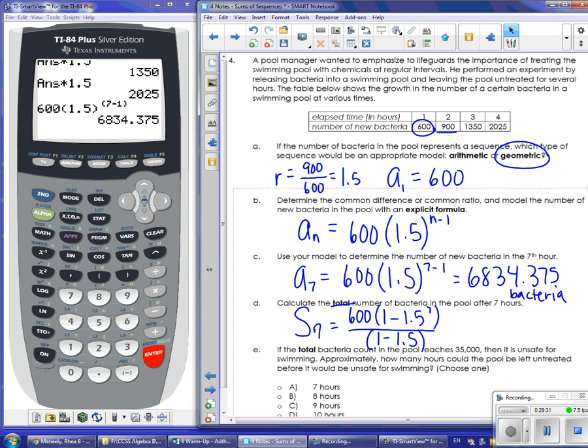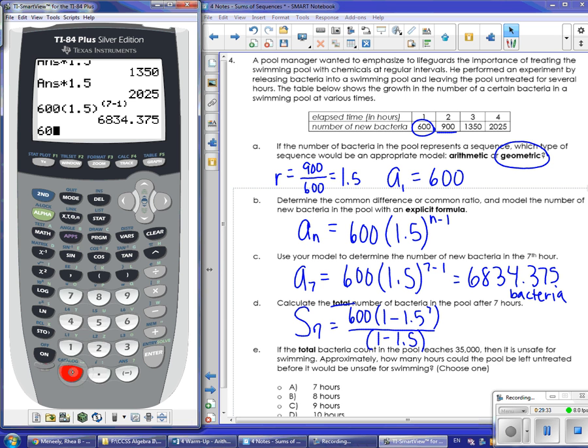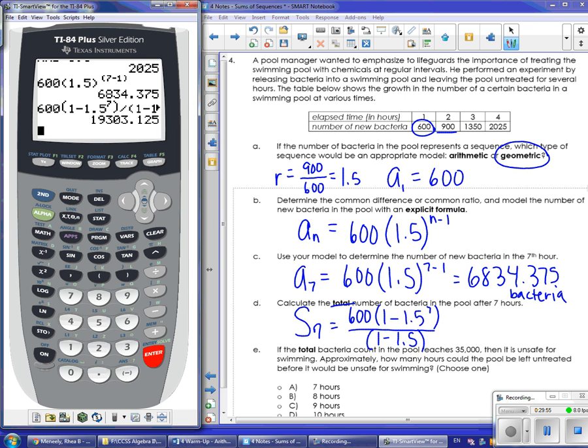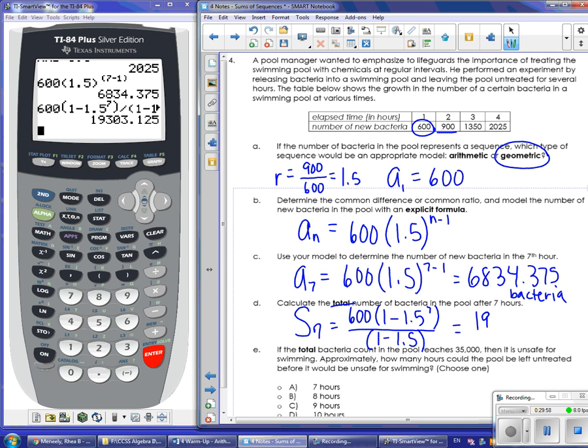And then I can just substitute that all into my calculator. So 600, and then in parentheses, I've got 1 minus 1.5 raised to the 7th power. Make sure you pull your cursor out of the exponent before closing the parentheses, and then you can divide by 1 minus 1.5. And so we get over 19,000 bacteria.